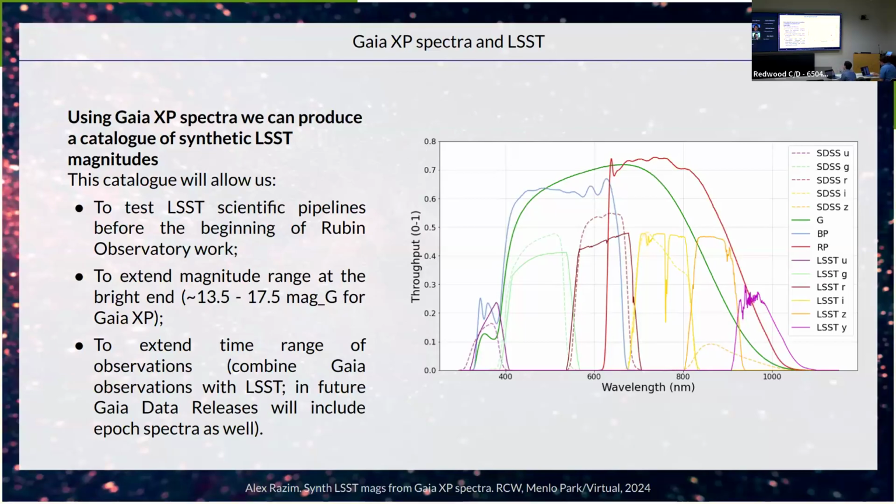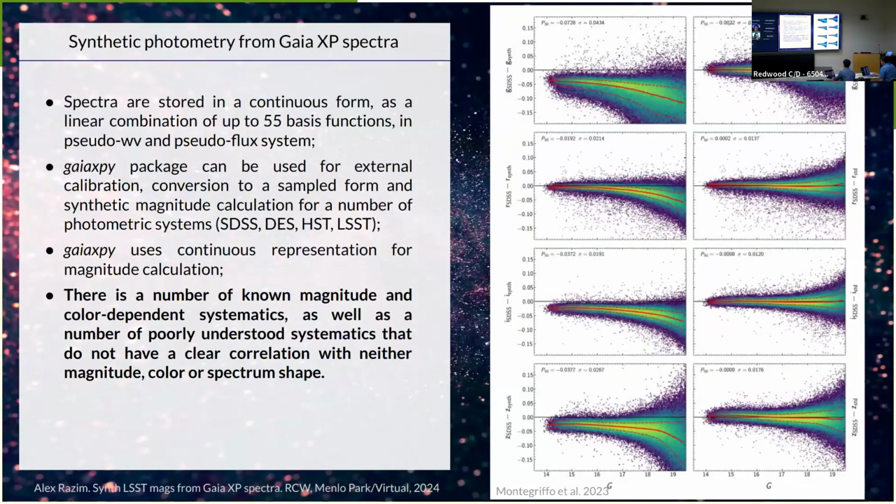However, there are some issues. These spectra are known to have a number of systematic and random biases. The Gaia team developed a package, Gaia XP, for obtaining these synthetic photometries, and they compared them with already observed photometric data from SDSS, DES, and so on, and discovered that there are some magnitude-dependent, color-dependent biases, and also random scatter that is obviously larger for the fainter objects.